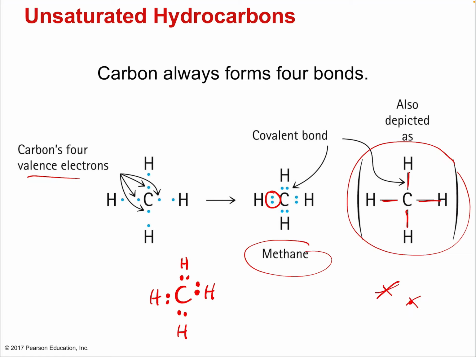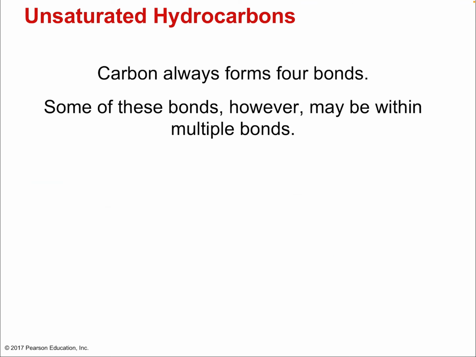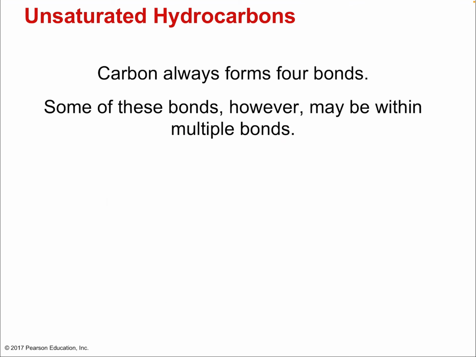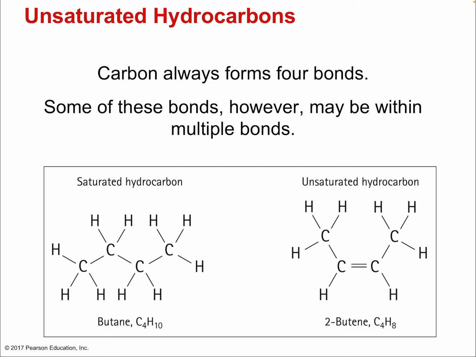So not good for the line notation, but good for using just the notation of covalent bonds, right? Shown. Okay. So some of these bonds, however, may be multiple bonds. In other words, instead of having single covalent bonds, which is what's shown here, we can have multiple covalent bonds, which is a notation we've seen before way back when we first had our chapter on molecular bonds, okay?